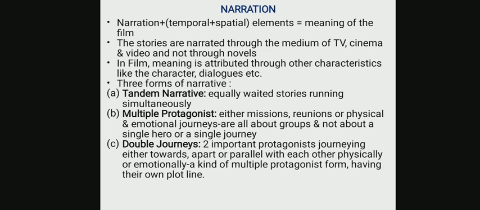Then you have double journeys, that is two important protagonists journeying either towards, apart, or parallel with each other physically or emotionally. A kind of multiple protagonist form having their own plotline. The best example I could give you is Fatih Akin's film The Edge of Heaven. Two stories happening parallelly, two important different protagonists and their journeys, maybe for the same aim or for different aims. So these are the three forms of narrative, especially when it comes to film and TV.